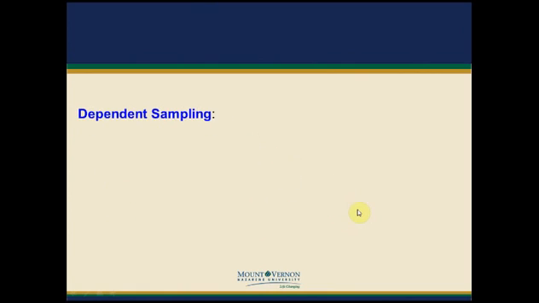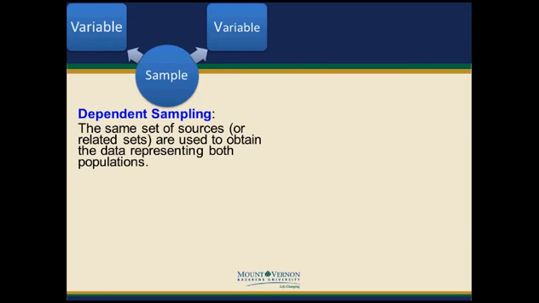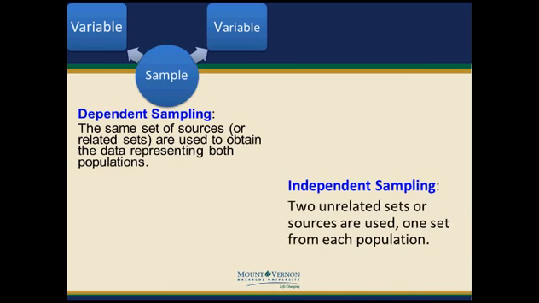First off, dependent sampling involves two samples that can be related in some way. So either you're using the same set of sources or related sets to obtain the data, or they're connected. The two samples are connected in some way. One of the ways that I like to visualize this is that you have either a single sample where two variables are being measured from a single sample, such as a pre-test, post-test, or perhaps you have two related samples.